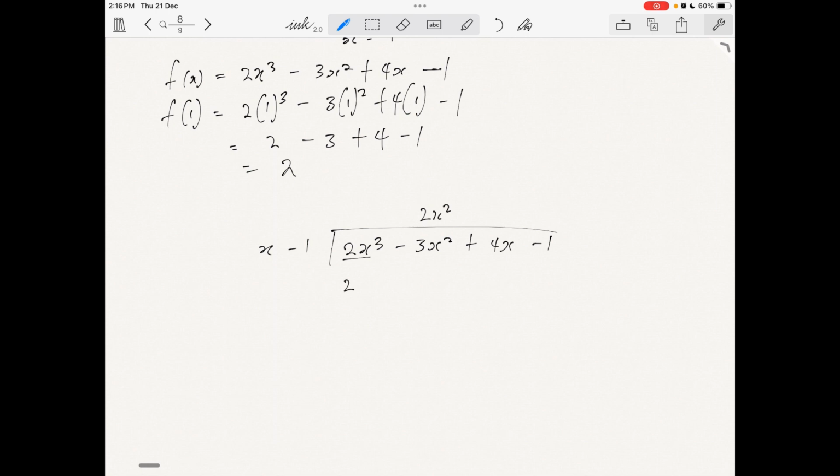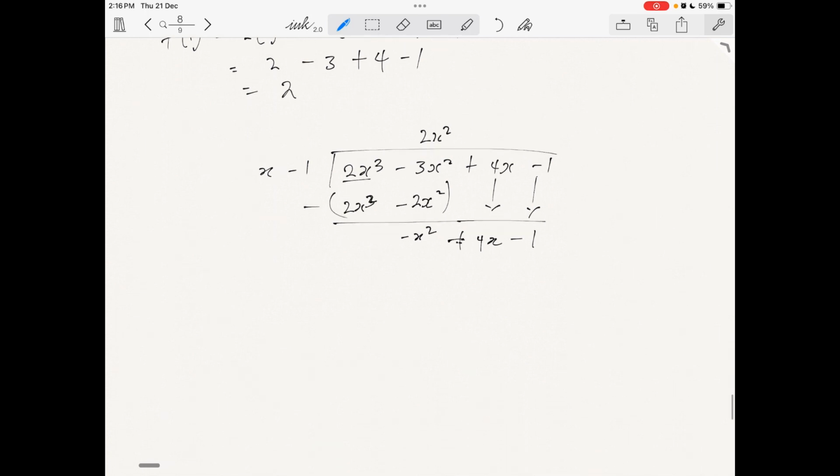So we have 2x cubed, sorry, and minus 2x squared. So we subtract it. 2x cubed minus 2x cubed will give us 0. Minus 3x squared minus minus 2x squared will give us minus x squared. And we drop down the rest, that's plus 4x minus 1.